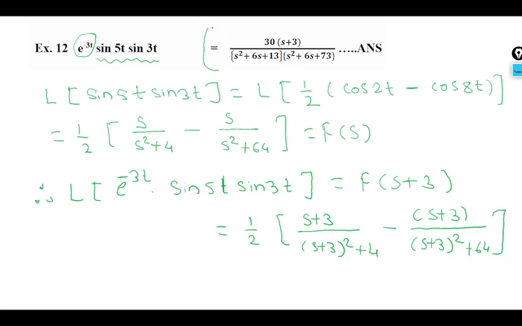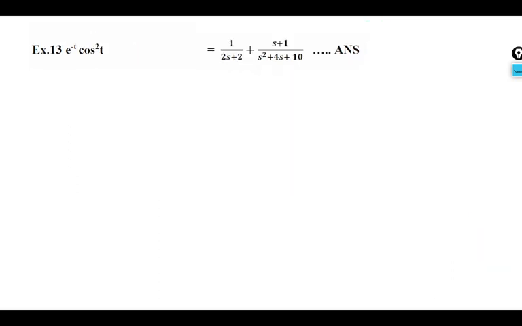Remember, here the answer is shown in simplified form, but no need to simplify. You can keep this as the answer. This is the final answer there. No need of simplification. Okay, that is our final answer. So that was example 12. There is no need of simplification of the answers. You can keep the answers in the Laplace like this only. These answers are also accepted there. Next question.